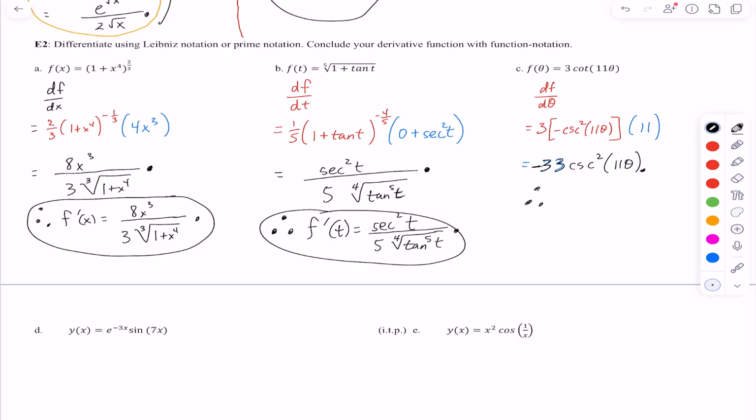So that is saying the derivative of f with respect to theta. Make sure you practice saying that out loud, and you recognize that theta is your independent variable and your dependent variable is f, or f of theta.